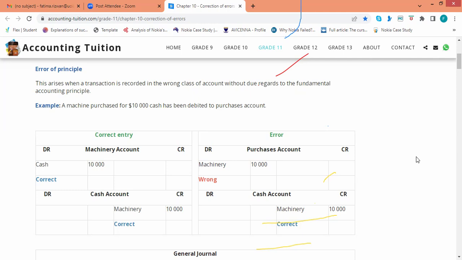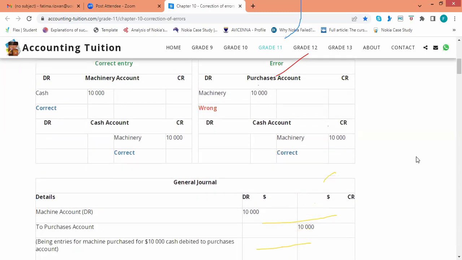If we look here, the correct entry was that machinery is supposed to be debited and cash is supposed to be credited. In the error, they have written purchases account debited and cash account credited. Cash was supposed to be credited, which is right, but instead of debiting machine, you have debited purchases account, the expense account.